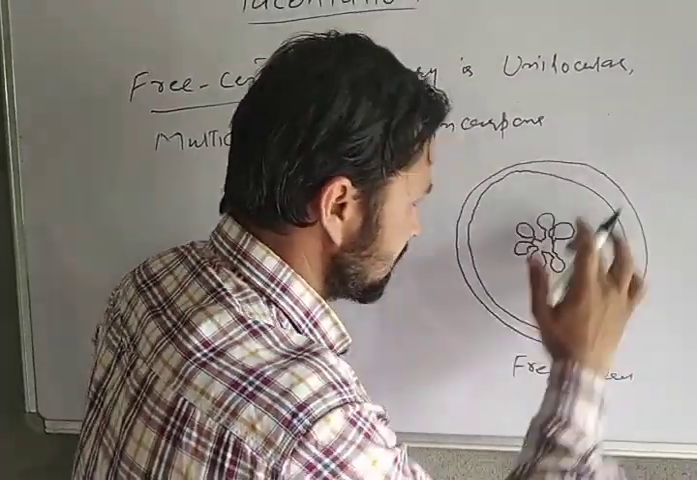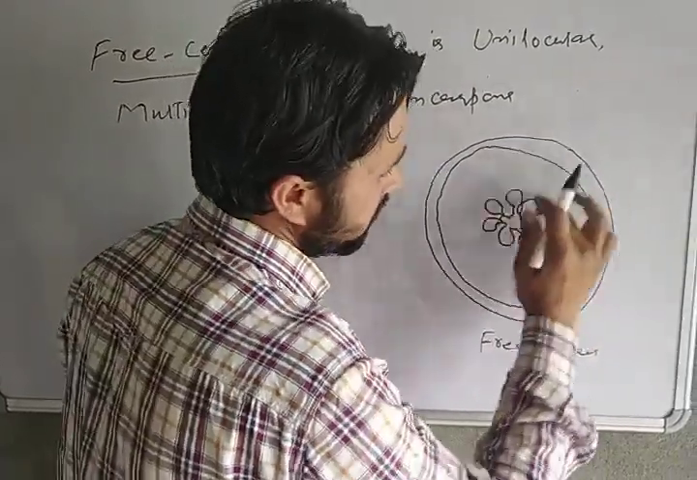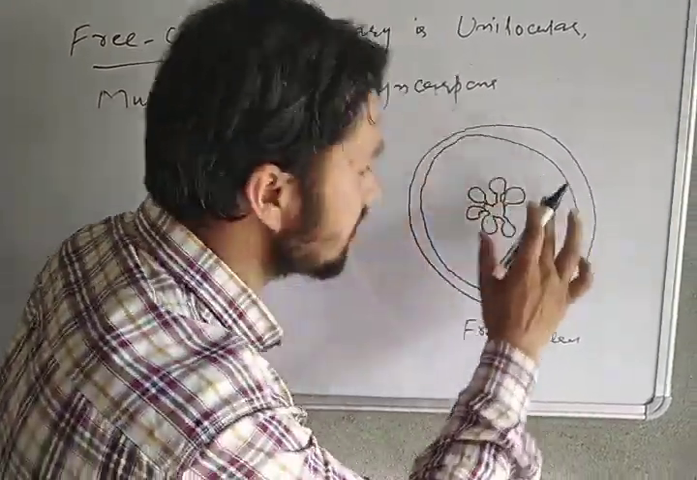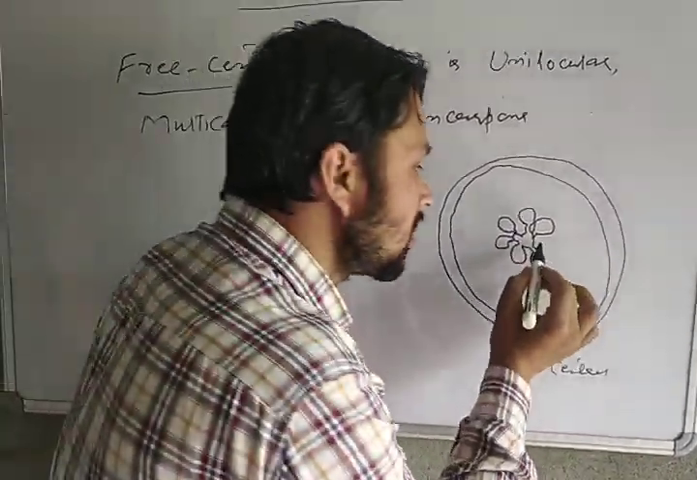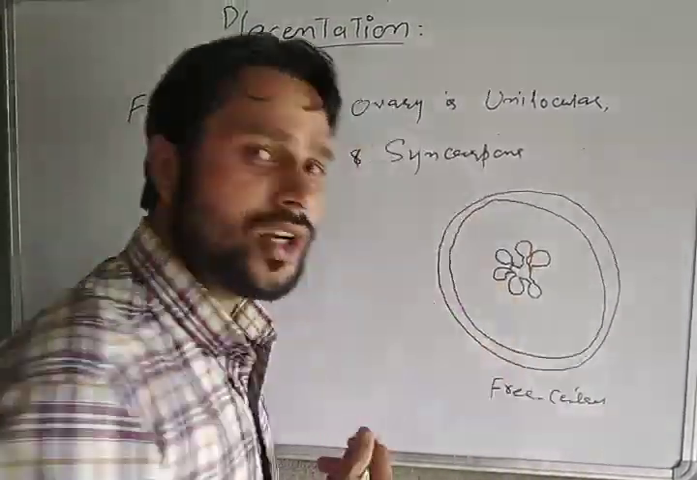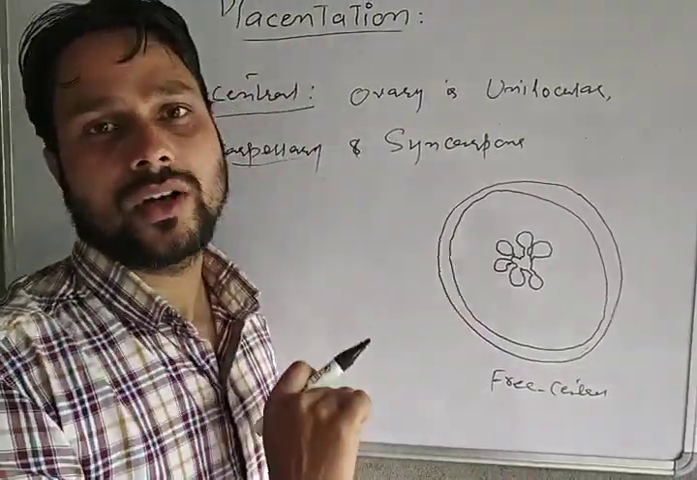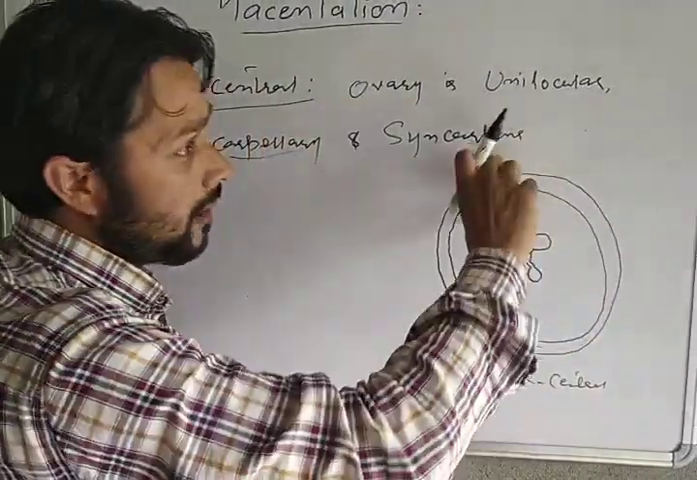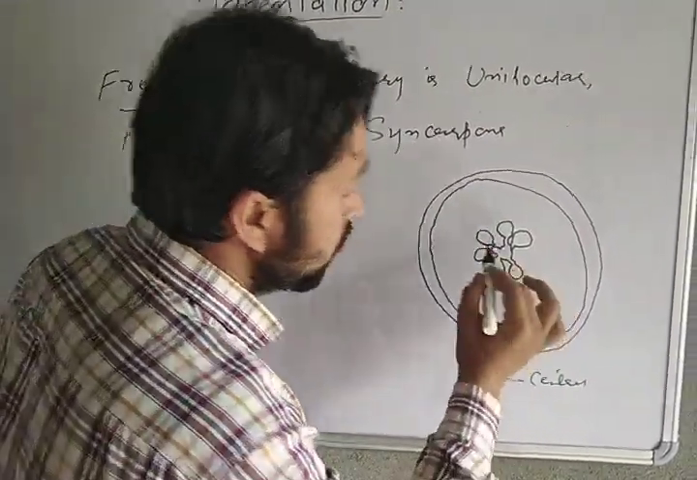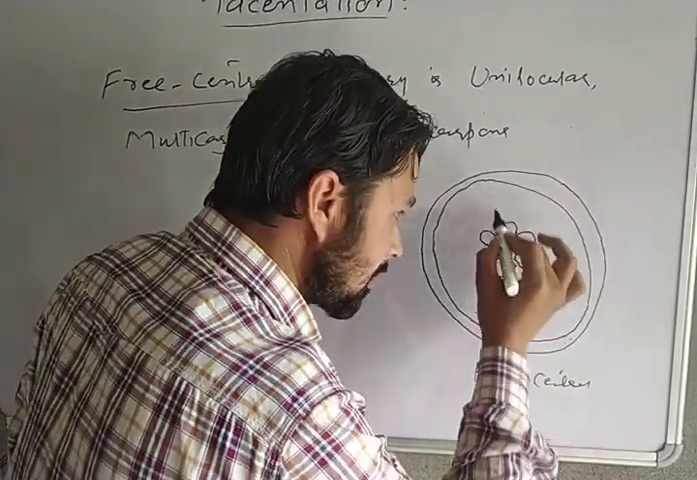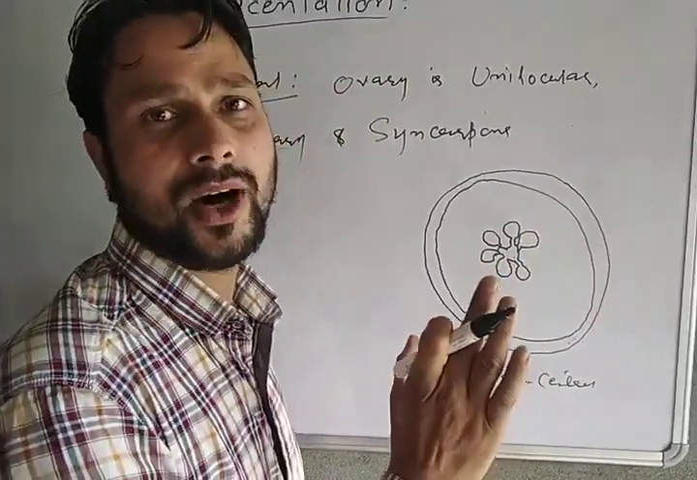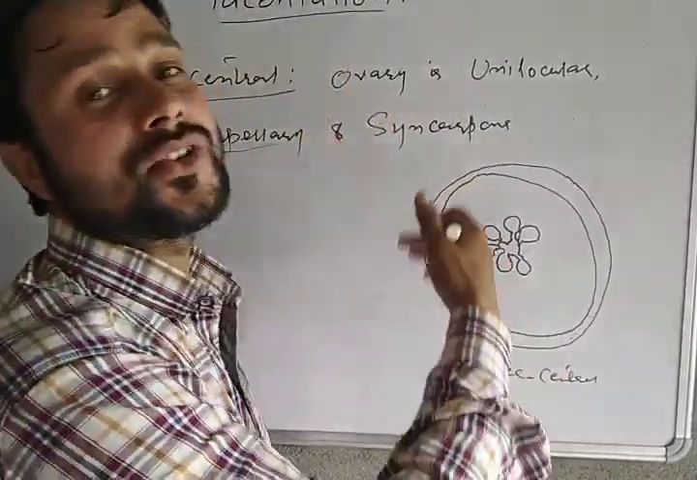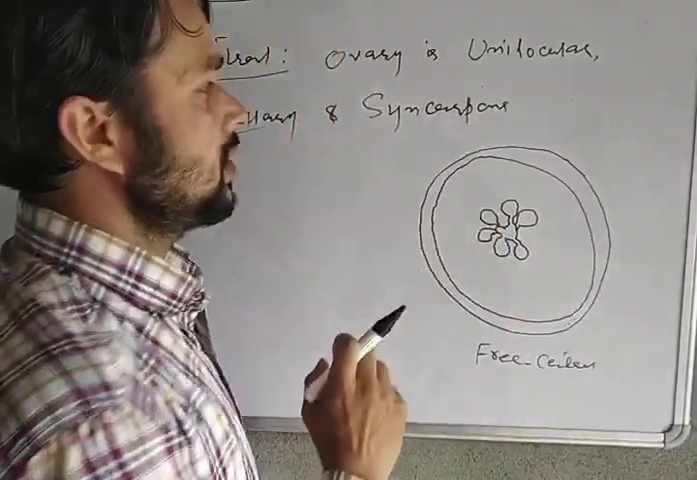It has been reported in some books that in the initial development of this ovary, there occurs septa. But due to maturation of this ovary, the septa get dissolved. If you compare axial and this precentral, you will find there is septa formation in axial, but here in precentral there is no septa formation, and these septa have been dissolved during the maturation of this ovary.